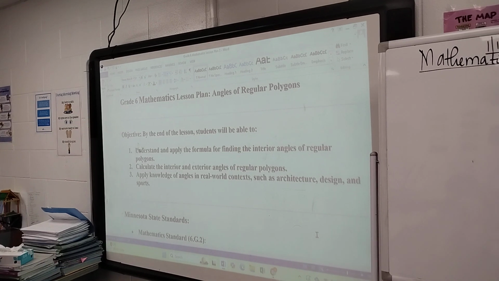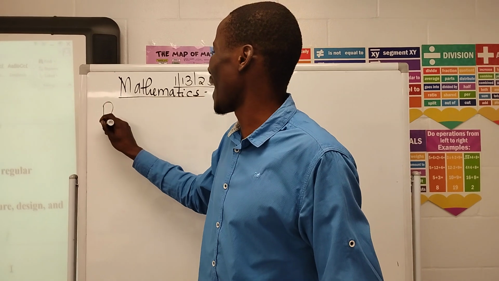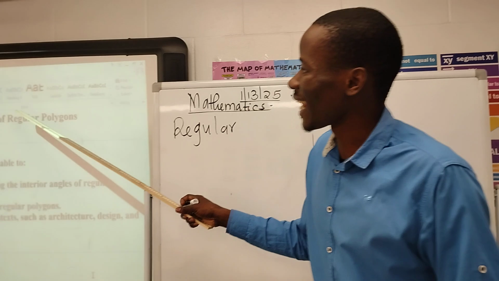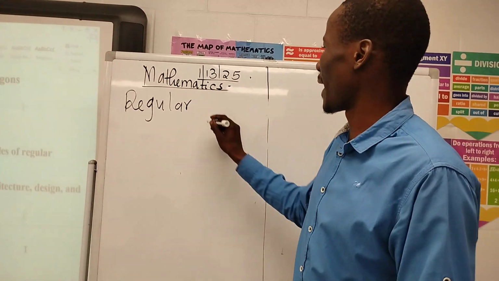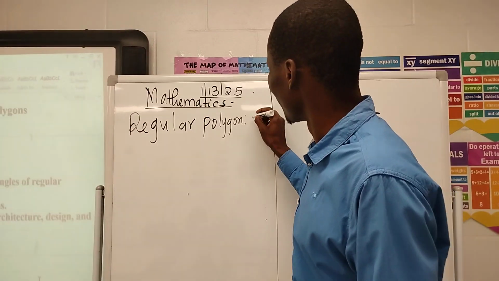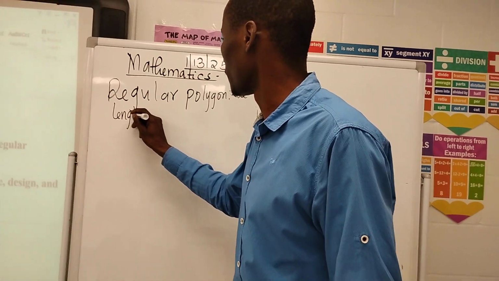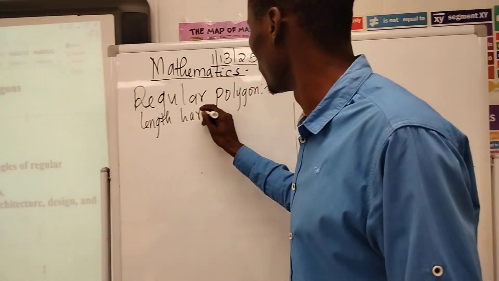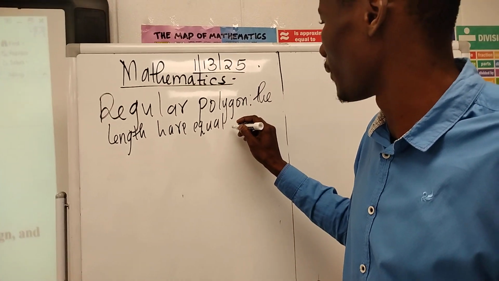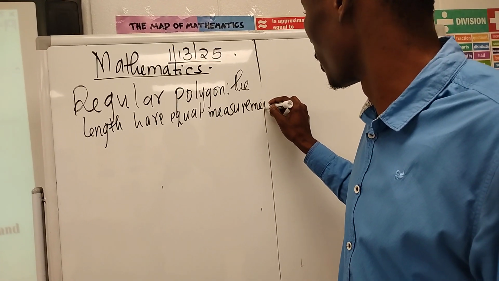Now, any type of polygon that you have, and remember they are regular. First of all, I want you to understand the concept of a regular polygon. A regular polygon is a polygon whose lengths of sides are equal. The sides have equal measurement. When you talk about a regular polygon, the sides have equal measurement.